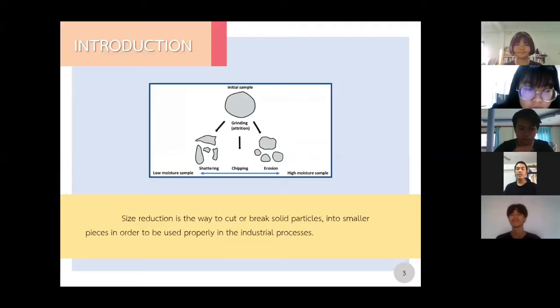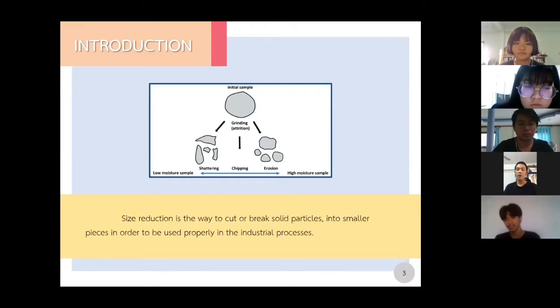Size reduction is the way to cut or break solid particles into smaller pieces in order to be used properly in industrial processes and everyday life. Solid particle size can be reduced in many different ways, such as compression, impact, attrition, and cutting. In general, compression is used for coarse reduction.